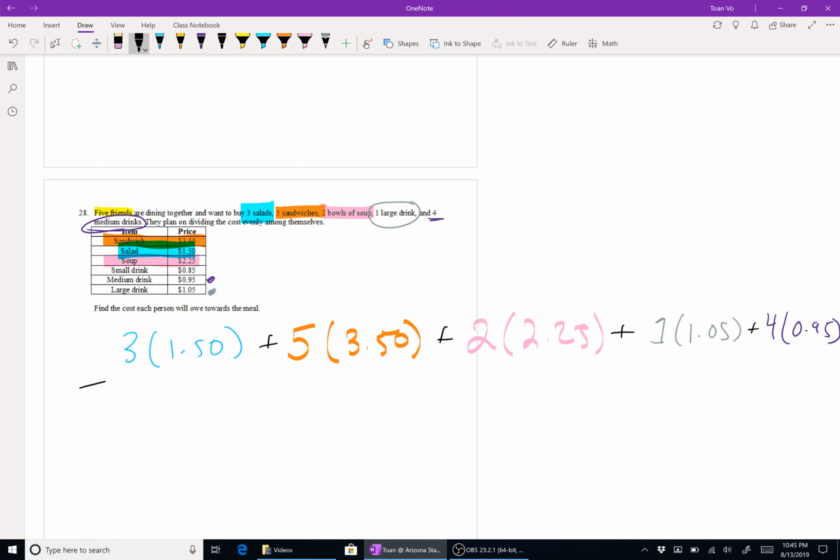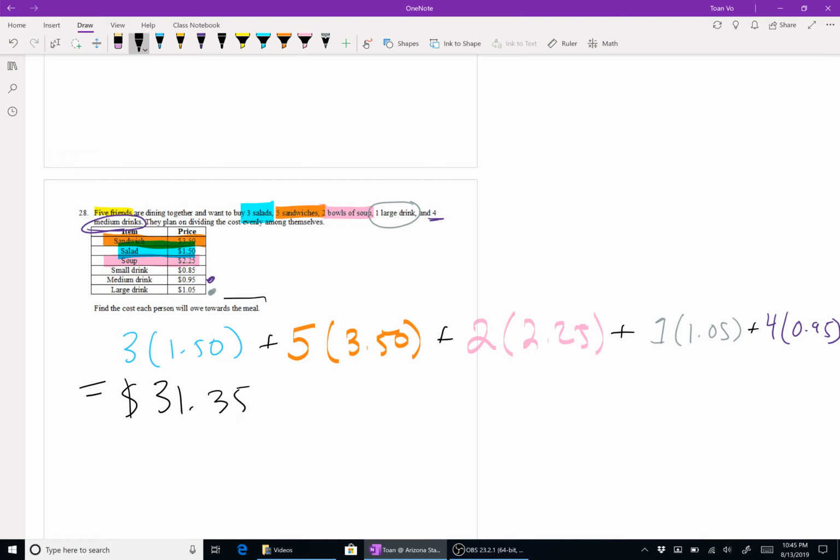So then you just go ahead and whip out a calculator and figure out what that is. I suppose I should have a calculator handy. Give me a second. So 3 times $1.50 plus 5 times $3.50 plus 2 times 2 1/4 plus $1.05 plus 4 times 95 cents, which gives us a grand total of $31.35.